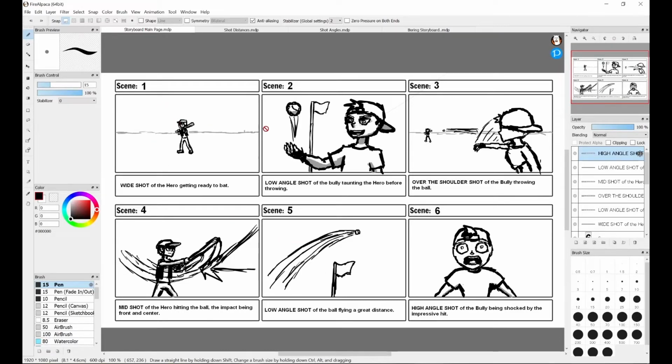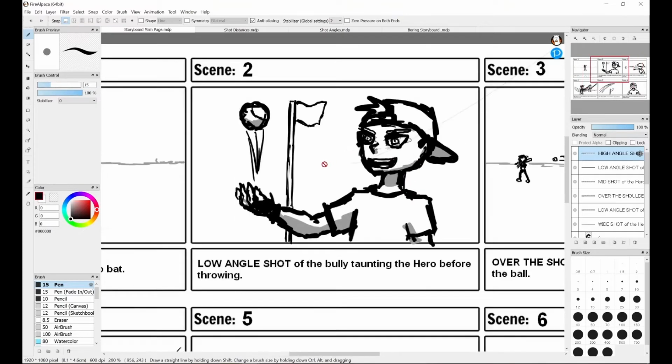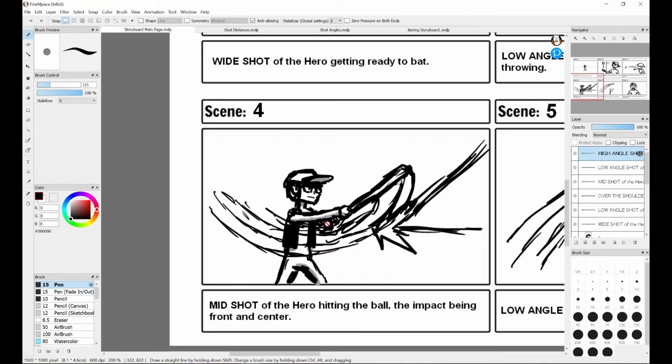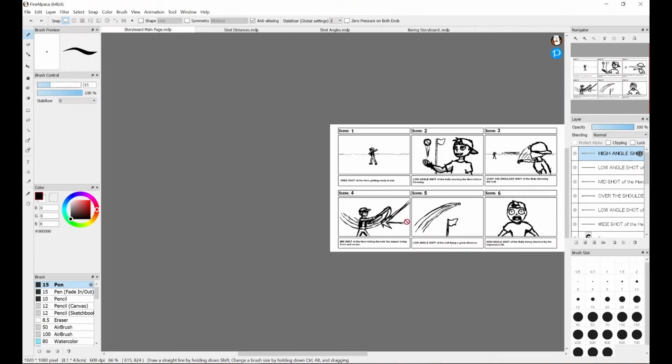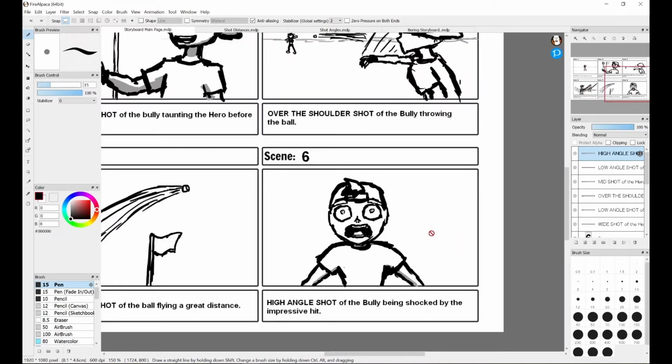So I have an example of how a storyboard works here. Each one of these pictures represents a different shot in the scene. The first shot is of a hero, he's getting ready to bat, he's playing baseball. And then the next shot is a rival of his. He's got a ball, he's going to throw it. Next shot, the rival throws the ball, and the shot after that, the hero hits the ball. The next shot after that, the ball is flying a great distance, and the final shot, the rival is shocked at how far the ball has flown.